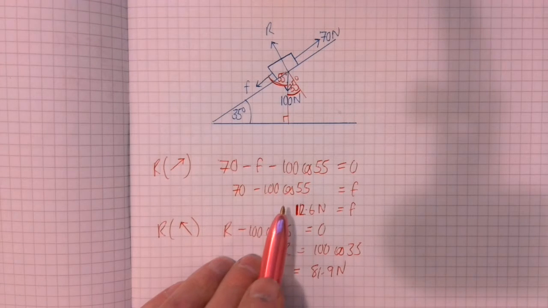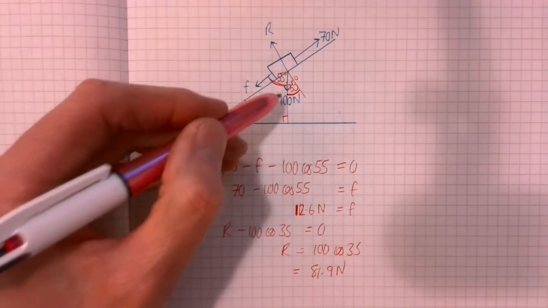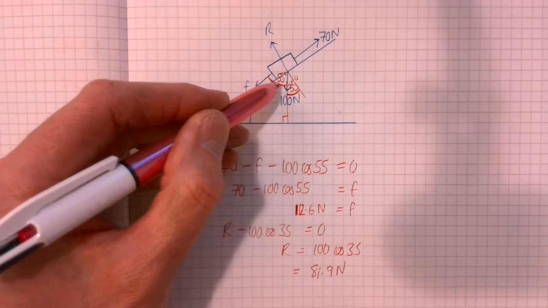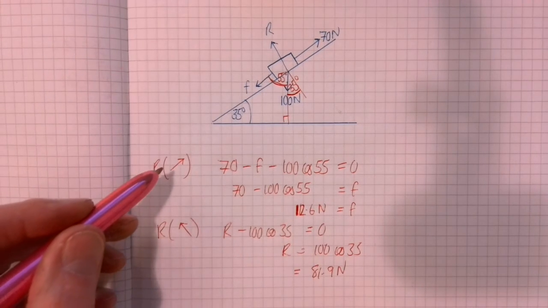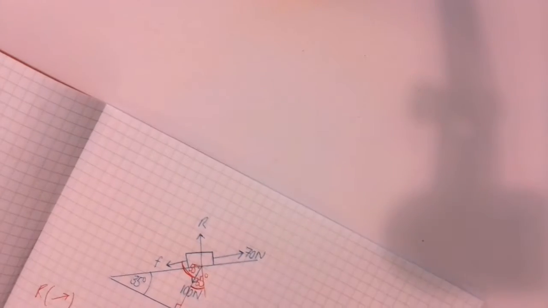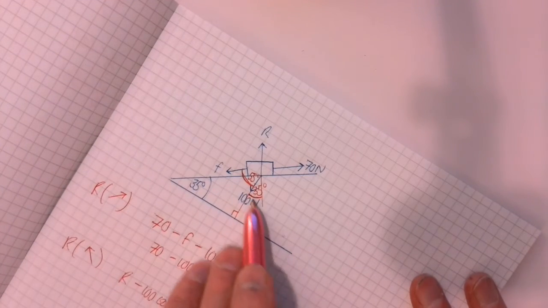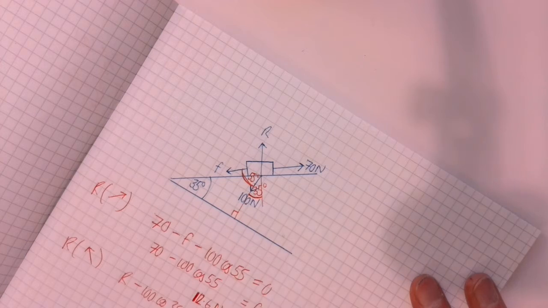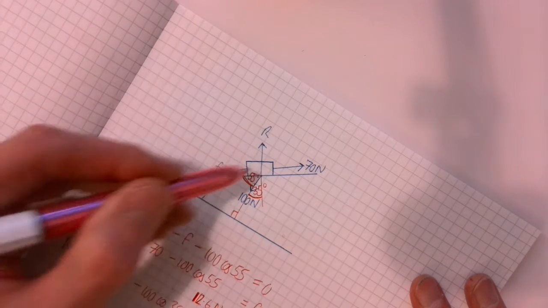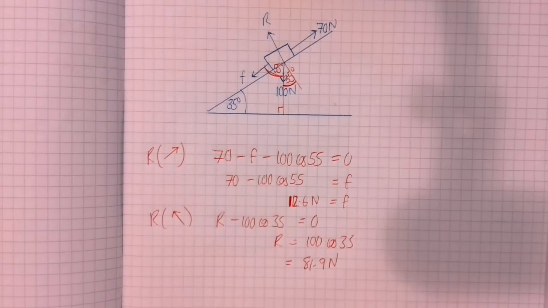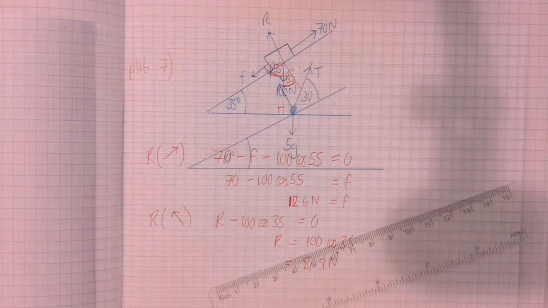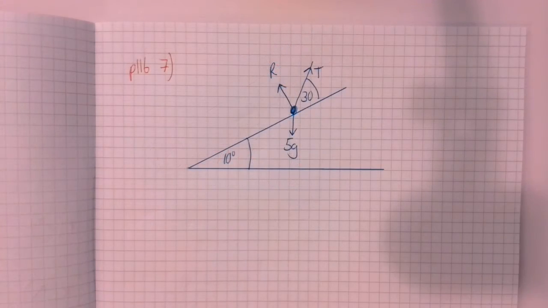So I'm only using cos because I'm working out the actual angle between the force and the direction I'm resolving in. So when I was resolving parallel to the plane, I worked out the angle between the force and the plane, and when I was perpendicular, I worked out the angle between the force and the perpendicular, and that meant I could just use cos.